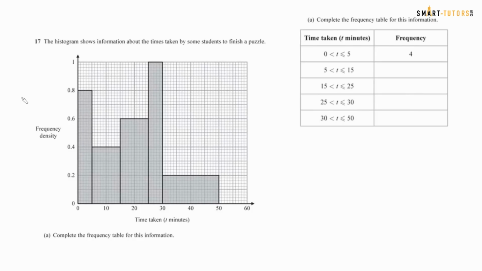Question number 17. The histogram shows the information about the times taken by some students to finish a puzzle. Frequency density is on the y-axis, and the time taken to complete the puzzle is on the x-axis. In part A, they ask you to complete the frequency table for this information. The first row of the frequency table is filled and the complete histogram is drawn, so we have to fill up the empty rows.